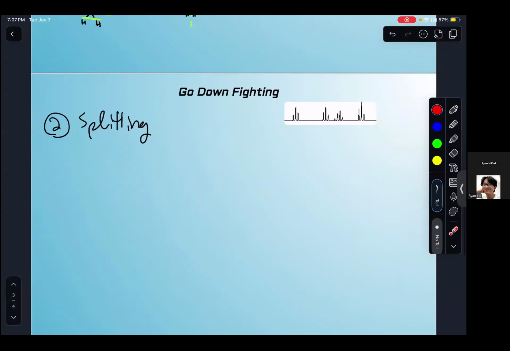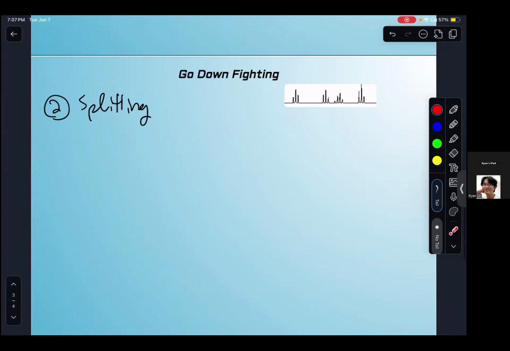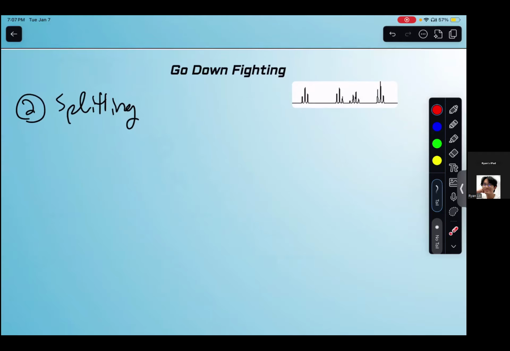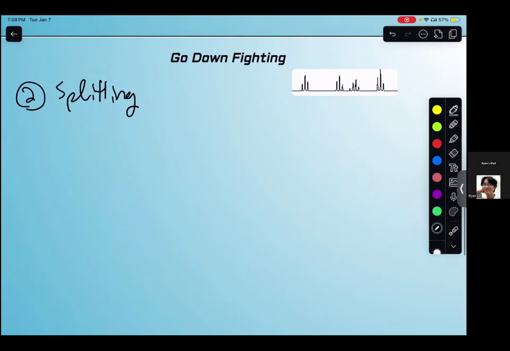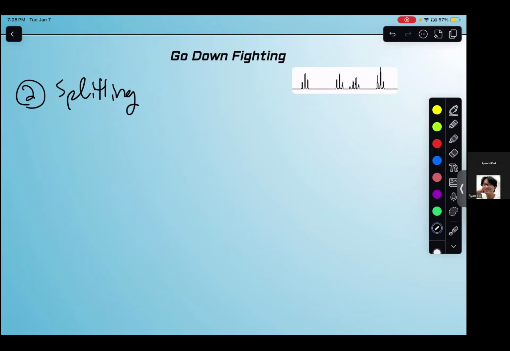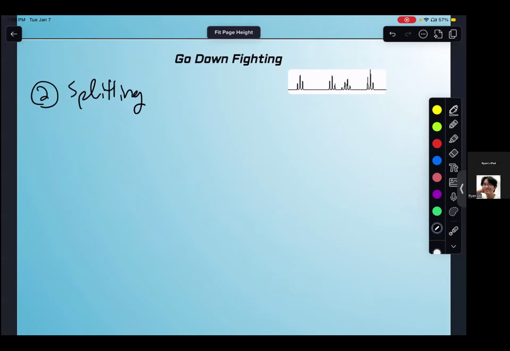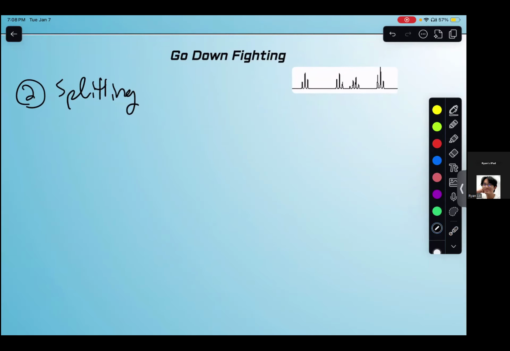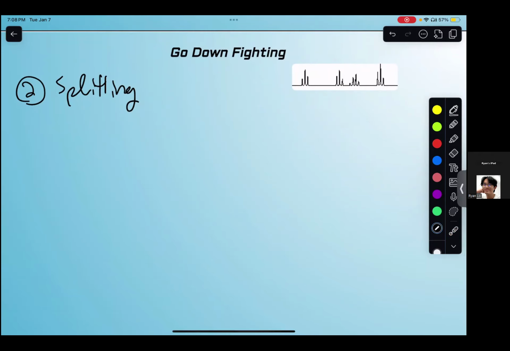Next thing here, we're going to talk about splitting. As you can see here, the HNMR signals show up as these little stalagmites, the things you find in caves, the little spiky stuff. And so what determines splitting? Well, that's a great question. Splitting is essentially what the signal looks like. There are different types of signals that you can get. You can get singlets. It's like a single stalagmite, singlet.